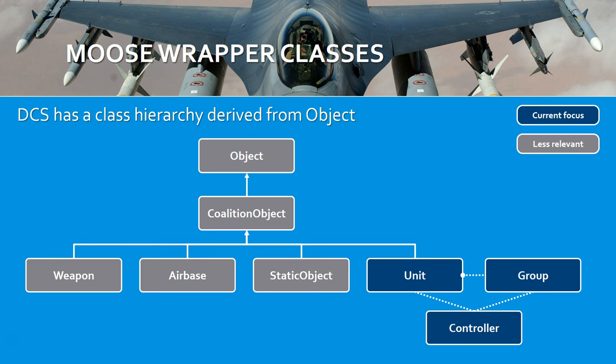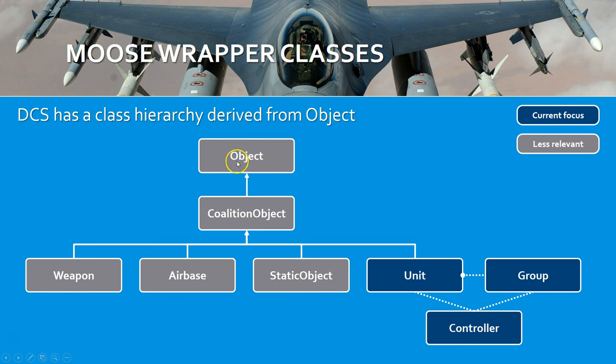When you look at the DCS object hierarchy, you see that most of the objects are derived from a class called Object, which contains a couple of APIs. I'm not going to detail them. You can find them in the documentation of the DCS World Scripting Engine system, or Grimes in the community also has written an extensive wiki around these APIs.